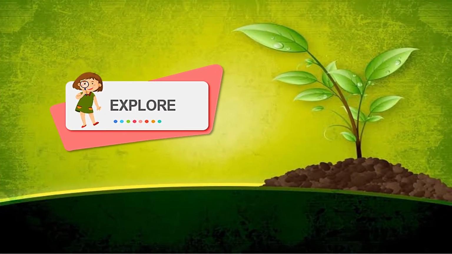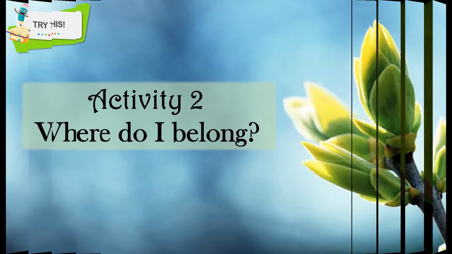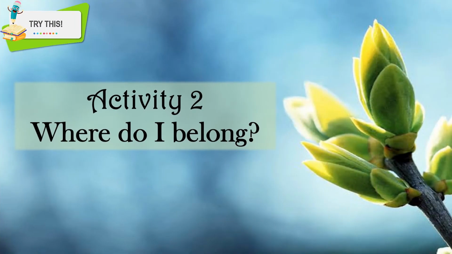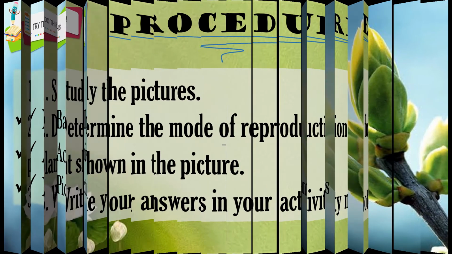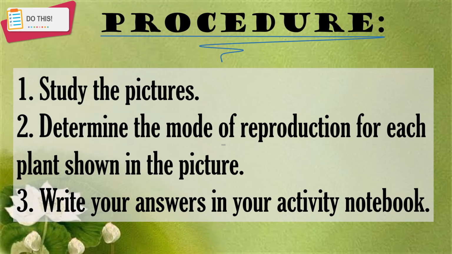Let us explore more. For our Activity 2 entitled Where Do I Belong? Materials needed are ball pen, activity notebook, and pictures of different plants. For the procedure, study the pictures. Determine the mode of reproduction for each plant shown in the picture. Write your answers in your activity notebook.